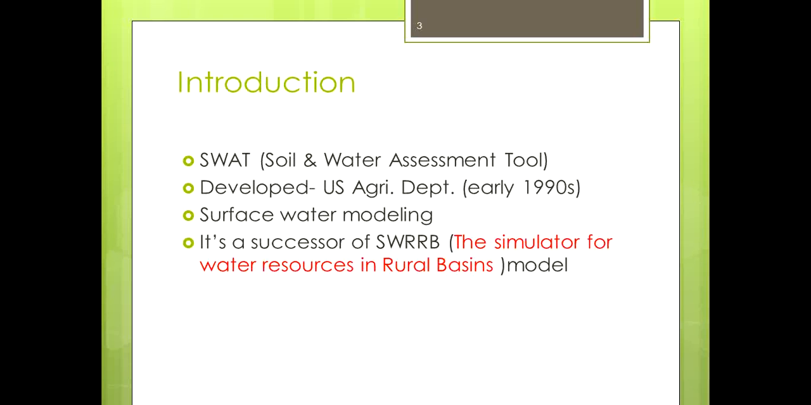Introduction. SWAT is a Soil and Water Assessment Tool developed by the US Department of Agriculture in the early 90s. Basically it is a surface water modeling software and it has some limitations for groundwater modeling. It's a successor of SWRRB, that is, the Simulator for Water Resources in Rural Basins model.